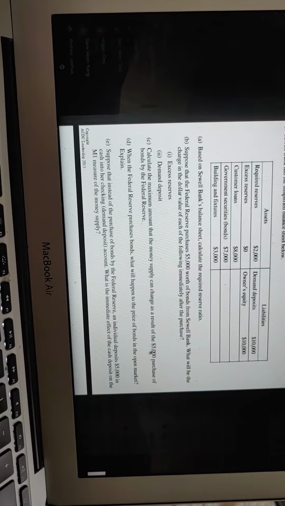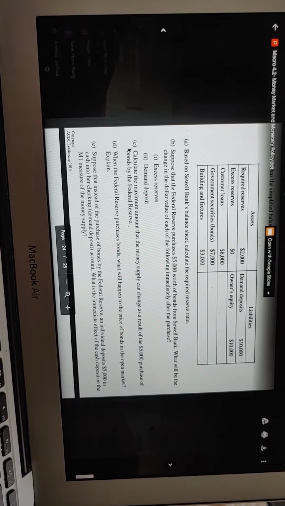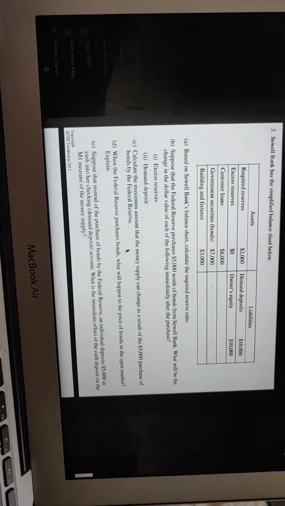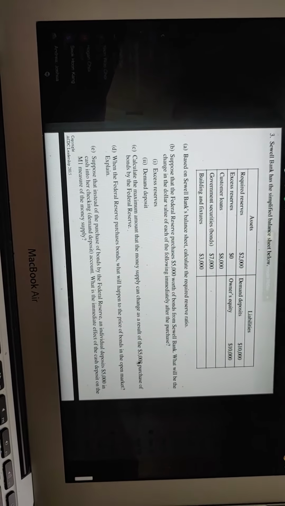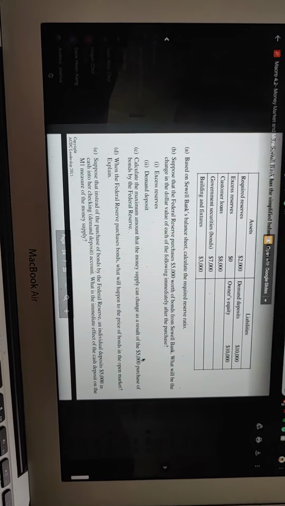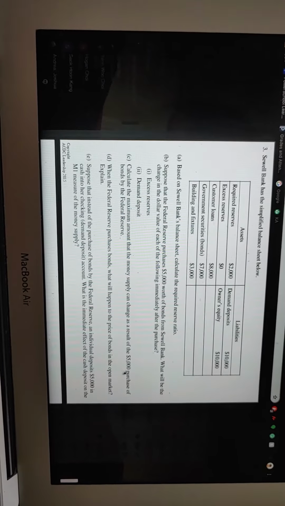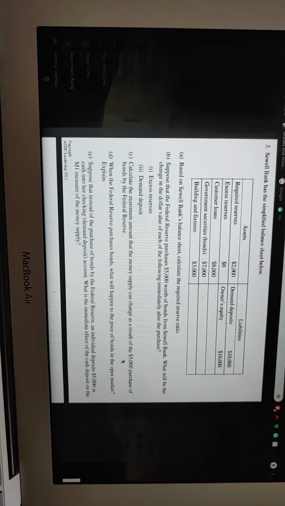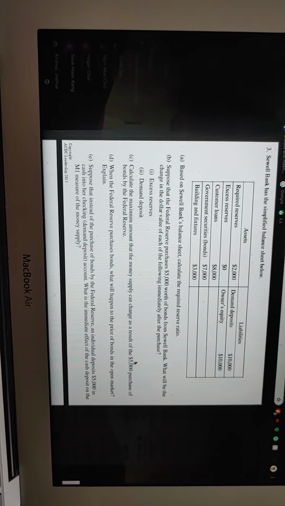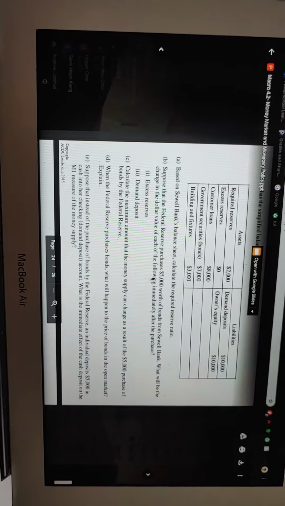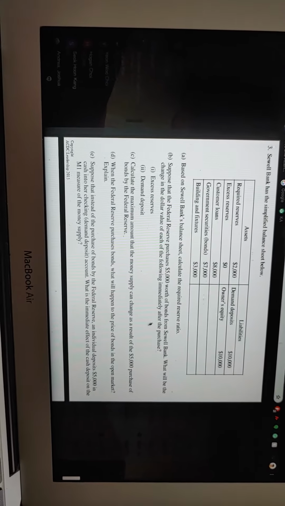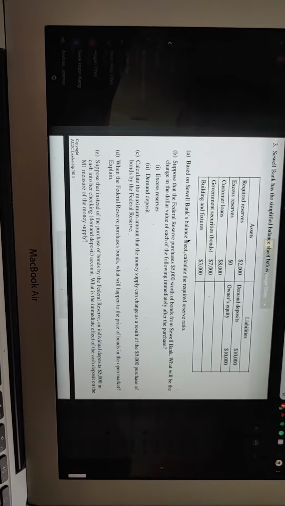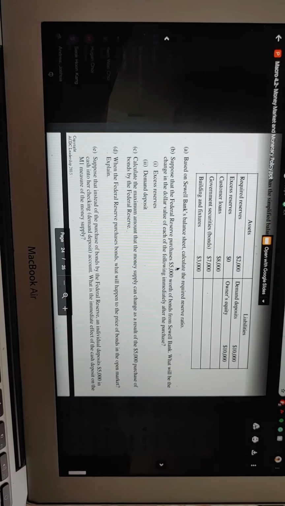So for part C, the maximum amount that the money supply can change as a result of the $5,000 purchase of bonds by the Federal Reserve is $5,000 multiplied by the money multiplier, which is 1 over the required reserve ratio. So 5,000 multiplied by 1 over 0.2 would be 25,000.